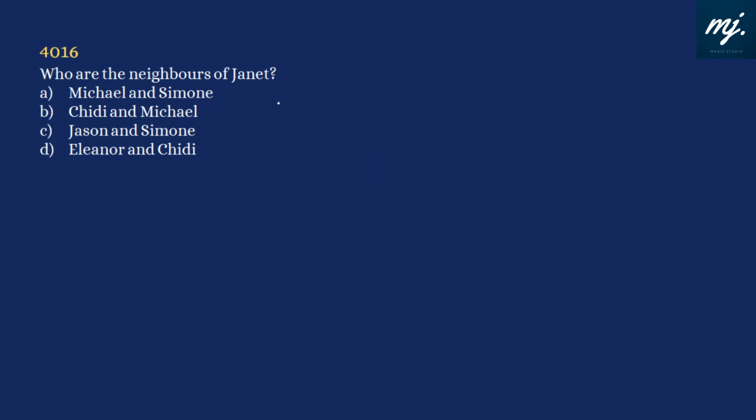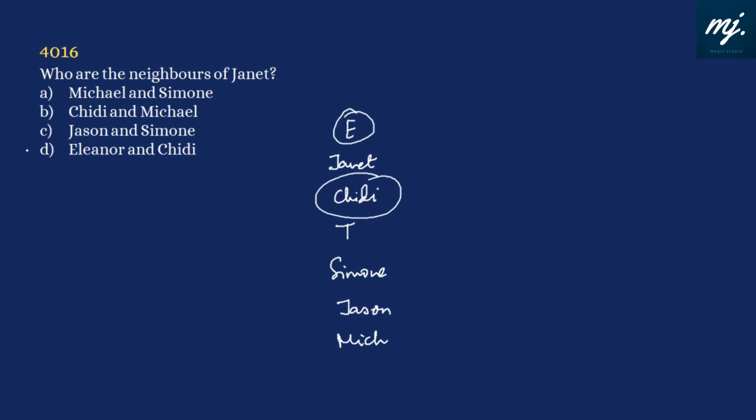Who are the neighbors of Janet? We know that the people sitting are Eleanor, then we have Janet, Chidi, Tahani, Simon, Jason and Michael. So obviously the neighbors of Janet are E and C. Yes, that we have in option D. Neighbors of Janet are Eleanor and Chidi.